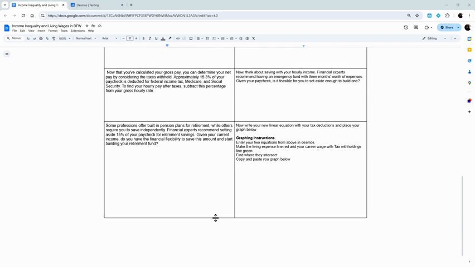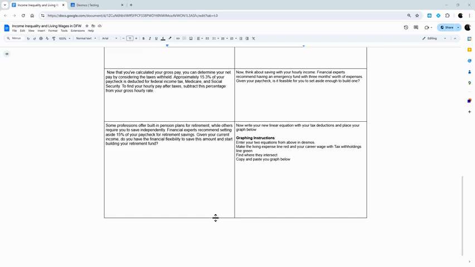So some professions offer built-in pension plans for retirement. Like I can talk about teachers and doctors, police officers, firefighters, they have a retirement plan, but a lot of companies don't, and it's their responsibility to save for one.